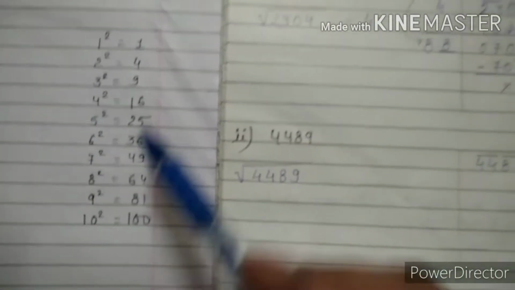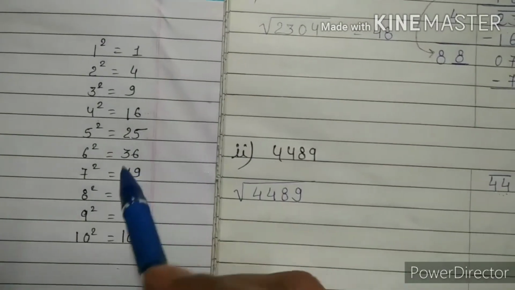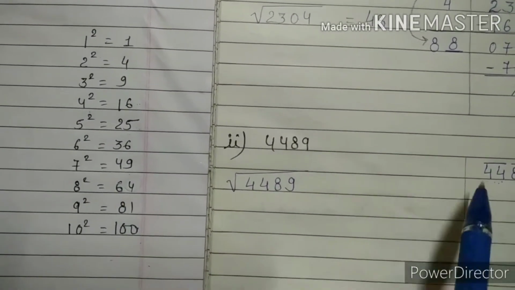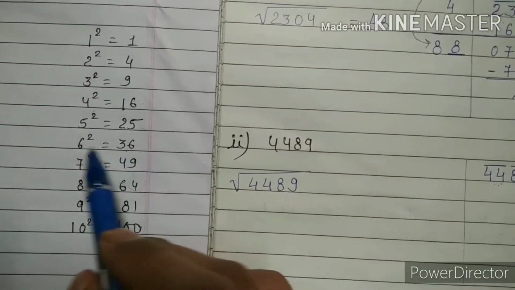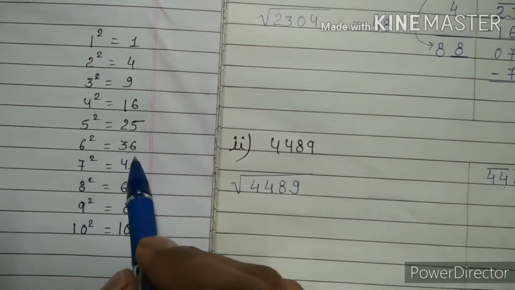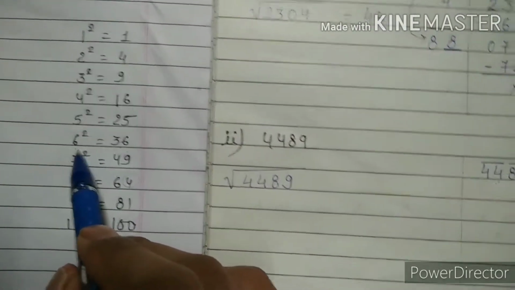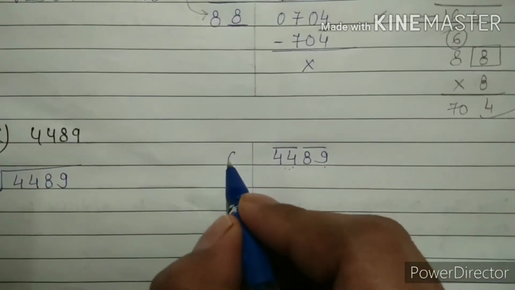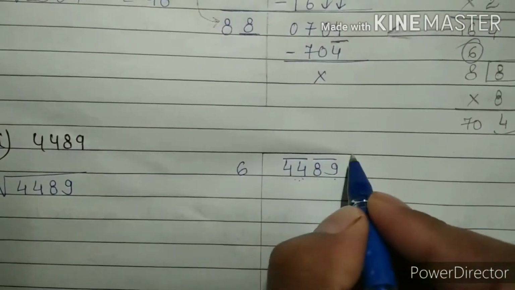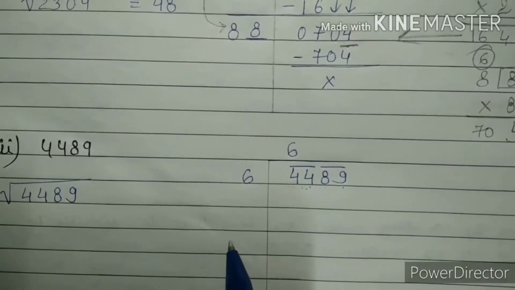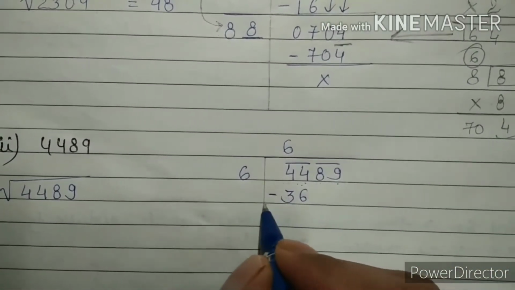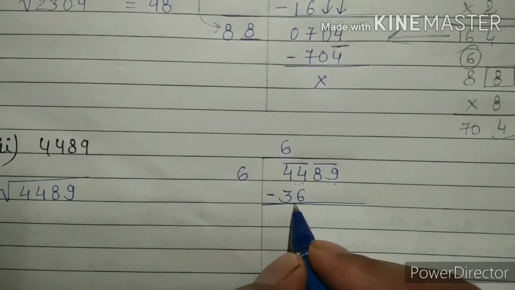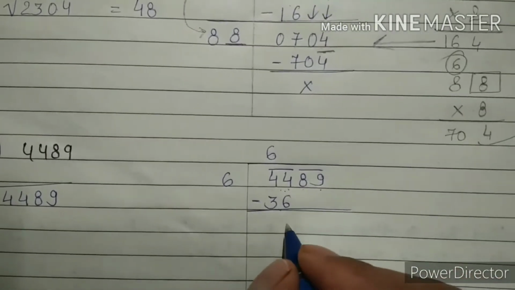So here in the square table we have 49, more than 44. So we will see 36. 36 is the square of 6. So 6 is coming one time here and 6 will come one time here. 6 6s are 36. Now 44 minus 36 is 8.